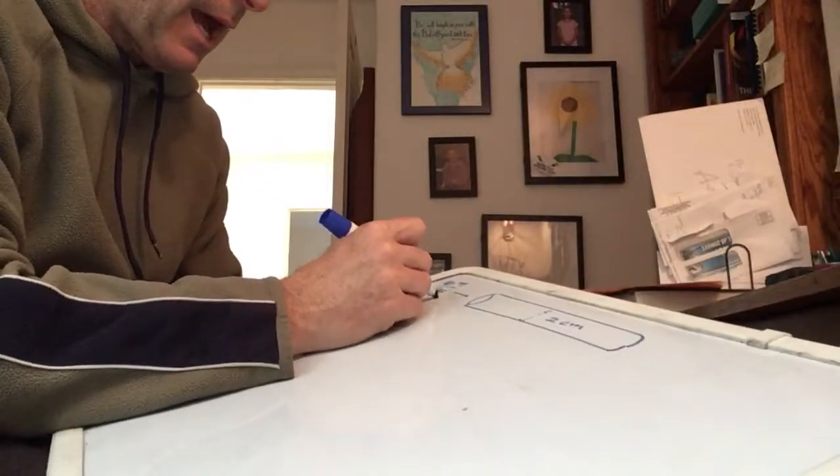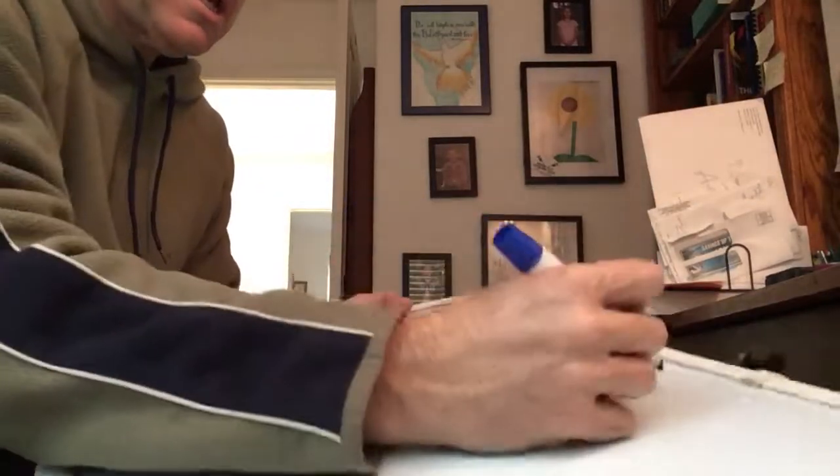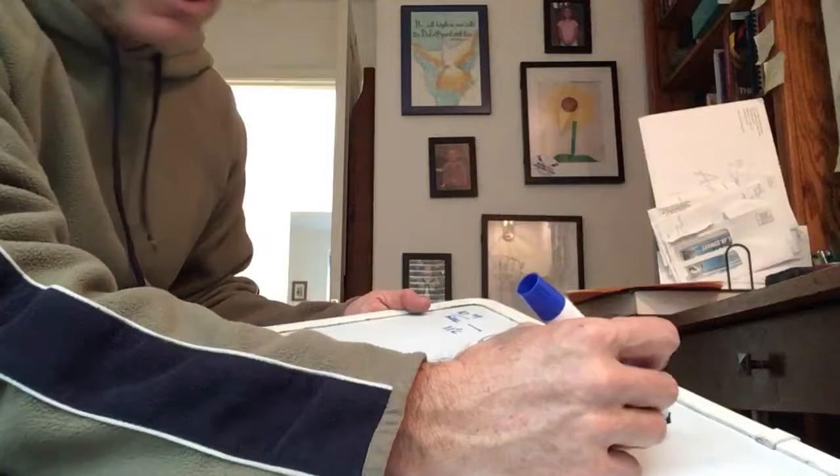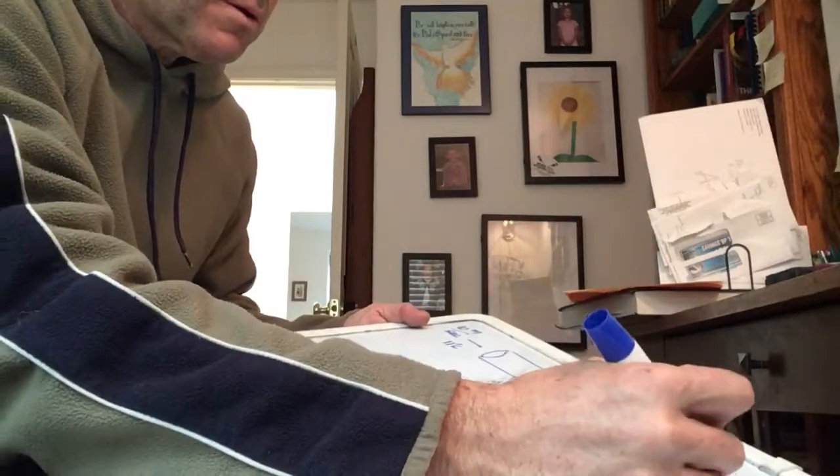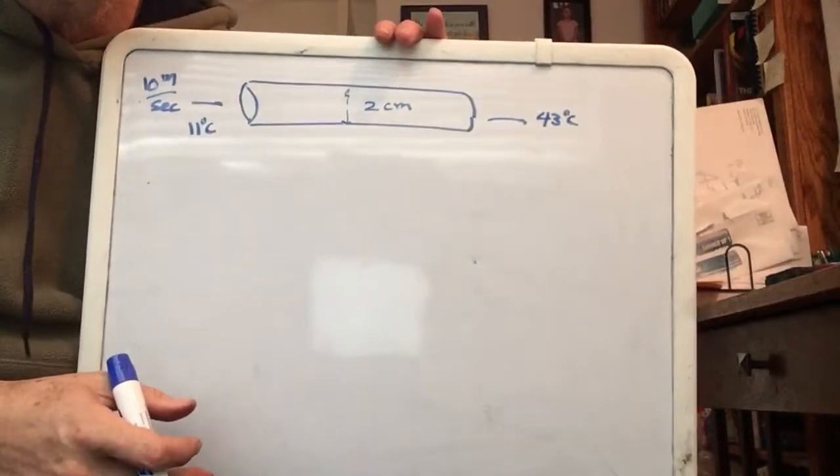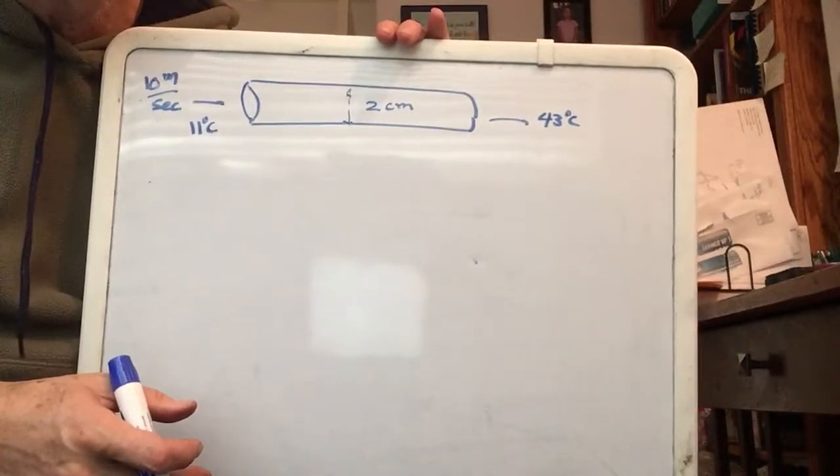And we're going to have the fluid come in at a cool temperature and go out at a warm temperature. Okay, and our questions are, hey, what's the Reynolds number and is it turbulent?